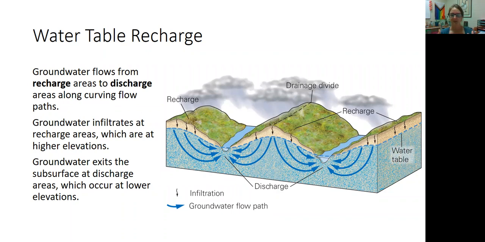But just like on the surface of the earth, our rivers and our lakes have areas of recharge where water is added to the system and areas of discharge where water is taken out of the system. That same thing happens in the groundwater. So groundwater flows from areas of recharge to areas of discharge along a curved path beneath the ground. Right? Areas of recharge often occur at higher elevations, and areas of discharge often occur at lower elevations.